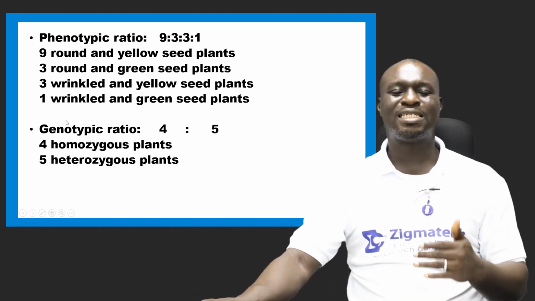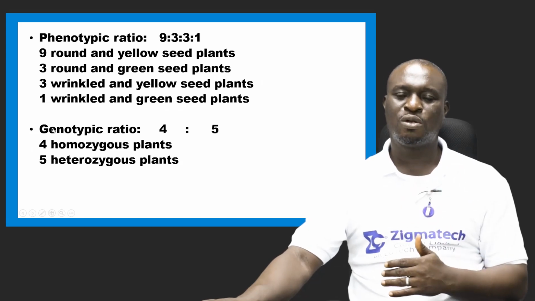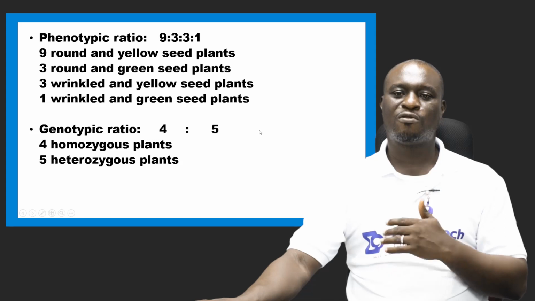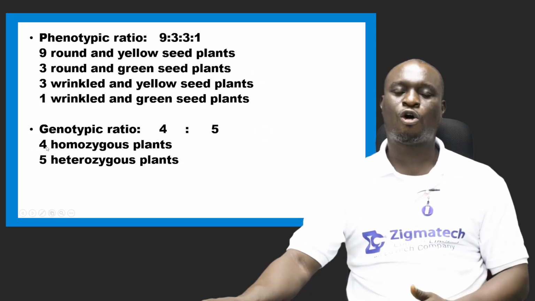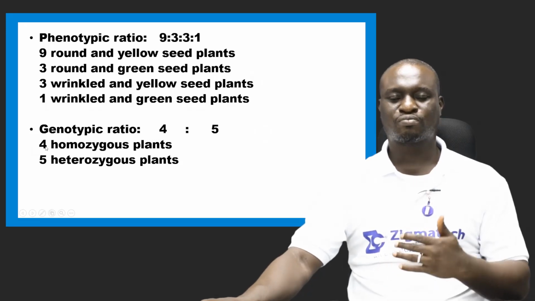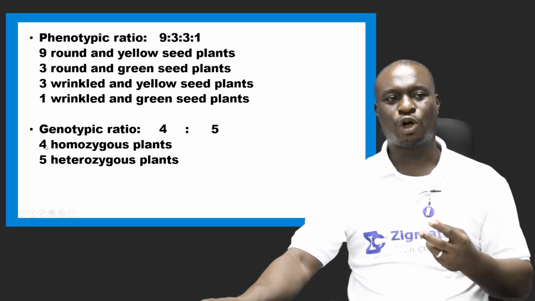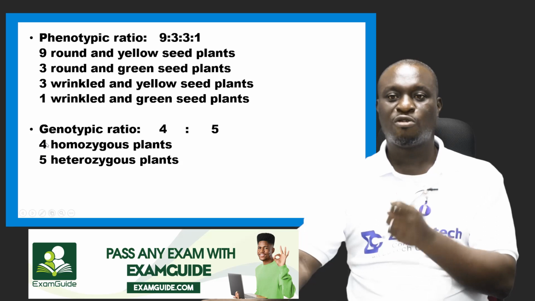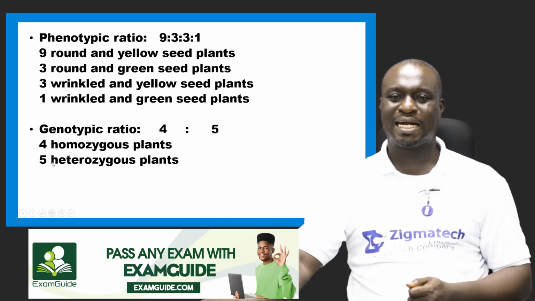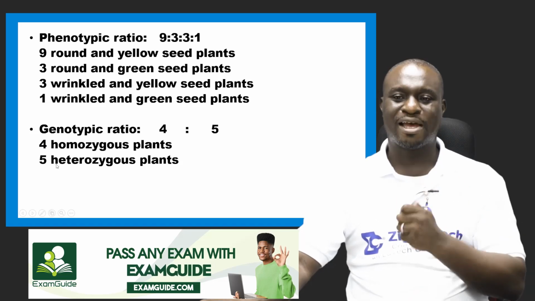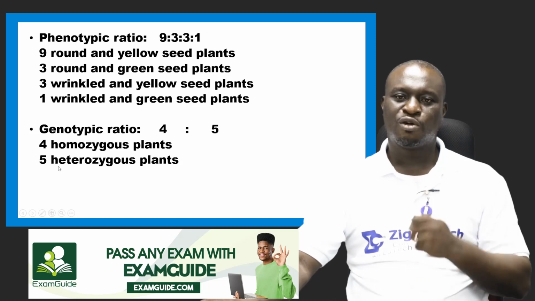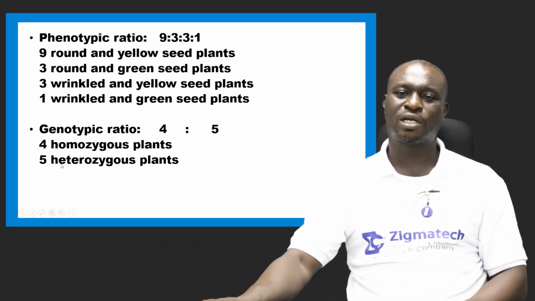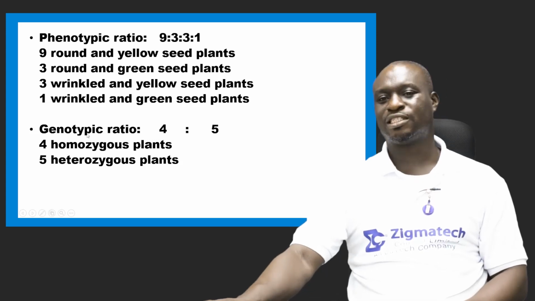And then he also did a genotypic ratio, which is 4:5. He discovered that 4 of the resulting offsprings were homozygous plants, 4 homozygous plants, and he also discovered 5 heterozygous plants. So this was his discovery.